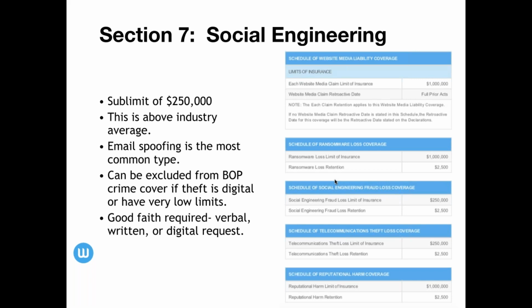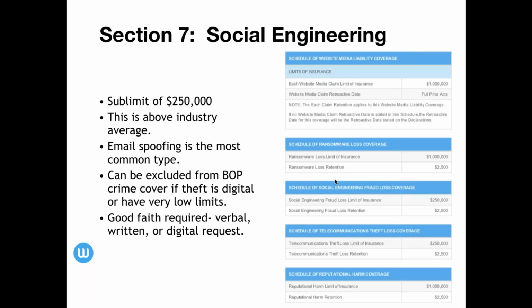The spoofing of an email is really the most common way you're going to see it, but it is often very expressly excluded from the limited crime coverages in a BOP because the theft is considered digital. Or they'll have incredibly low limits like $10,000, which oftentimes doesn't help. The average we see in the industry for this, by the way, from a limits perspective, is 100,000. A great policy is 250,000.